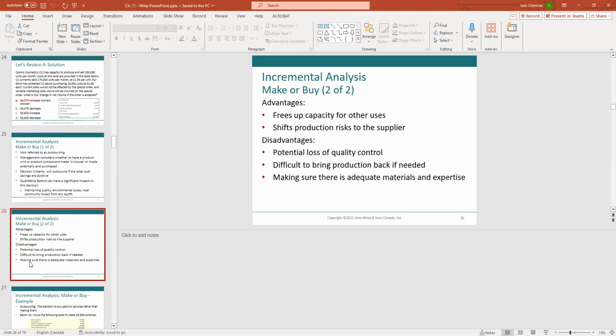Which is the advantages if we decide to go outside, outsource. We're gonna free capacity for something else. Or we can shift the product risk to the supplier. The disadvantages: we may lose the ability to control the quality. The next one is the difficulty to bring the product back if it's needed. And we have to make sure that the person who's making it actually has experience and materials to do it.